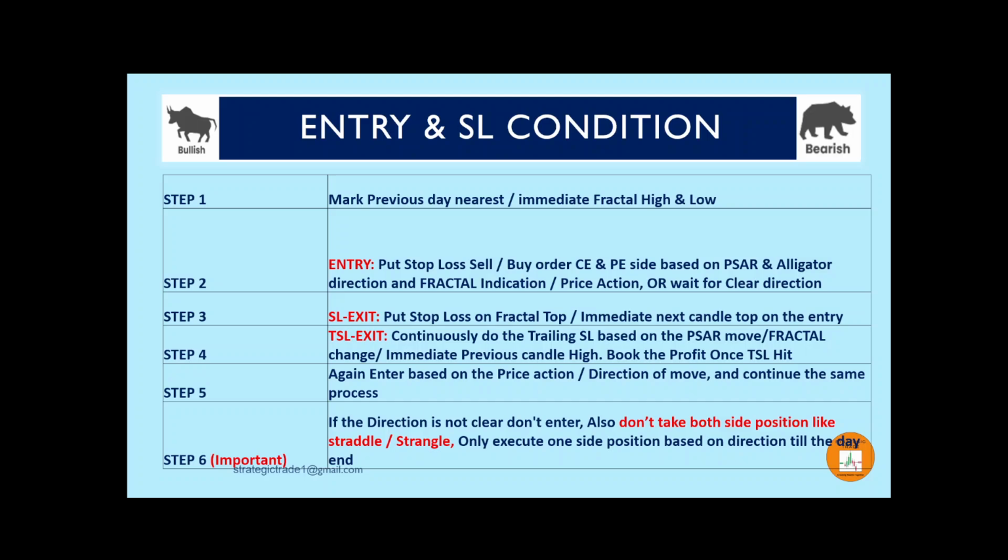Don't take both side positions like straddle and strangle. Either one side only you have to take. If you are taking both sides, then we cannot concentrate on both sides. We will be in confusion, either this side or that side. We cannot manage the trade, because we are neither in the stop loss nor in the TSL. That is why you take only one side based on the direction. Don't go for both sides. So this is the thing.